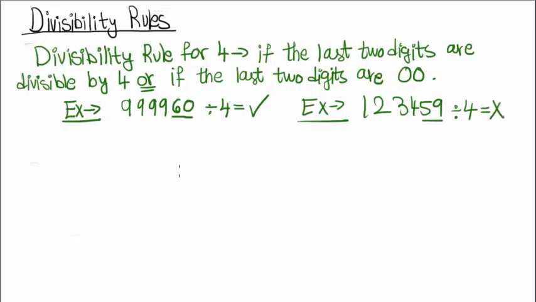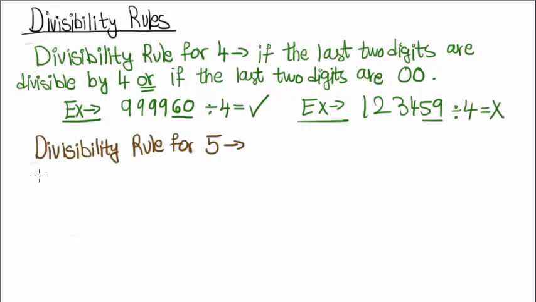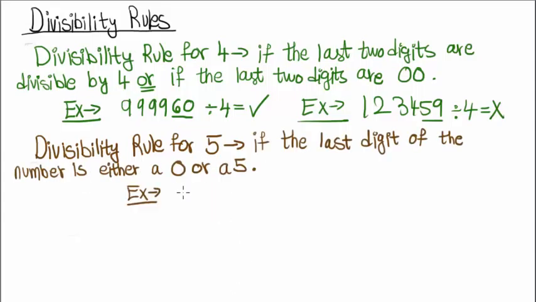Let's now go over the divisibility rule for the number 5. A number is said to be divisible by the number 5 if that number has a last digit of either a 5 or a 0. The number 996 is not divisible by the number 5 because the last digit of the number 996 is the number 6 and not the number 0 or 5.